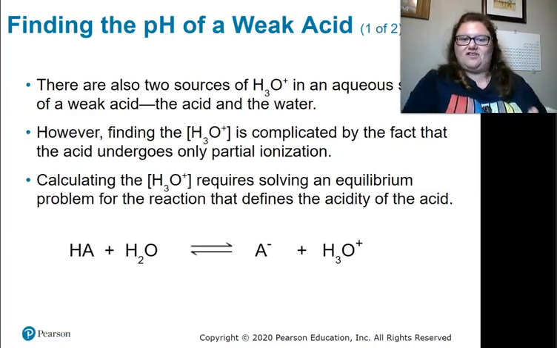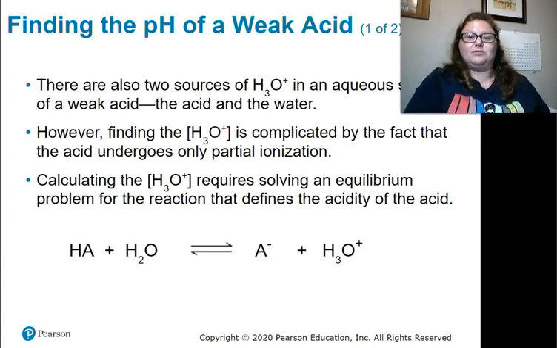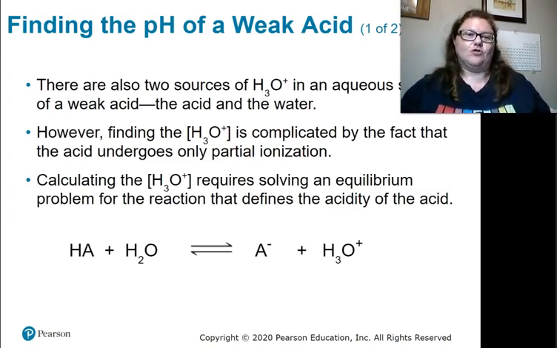There are also two sources of hydronium in an aqueous solution with a weak acid. Again, the acid and the water. But finding the hydronium is complicated because the acid only breaks apart partially. That's what a weak acid is. It's not completely dissociating like a strong acid does. So it becomes a little more intensive. Calculating the hydronium means we have to make it an equilibrium problem and work it that way because of that partial ionization. It doesn't completely ionize, so it has to be an equilibrium problem.